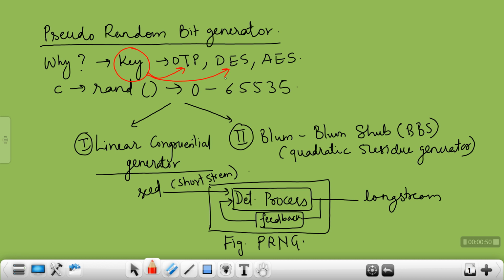And the AES algorithm is also present. DES is nothing but Data Encryption Standard, and AES is the advanced version of it, called Advanced Encryption Standard. So whenever we require a key, as a key we will require some random numbers. Those numbers have to be generated.